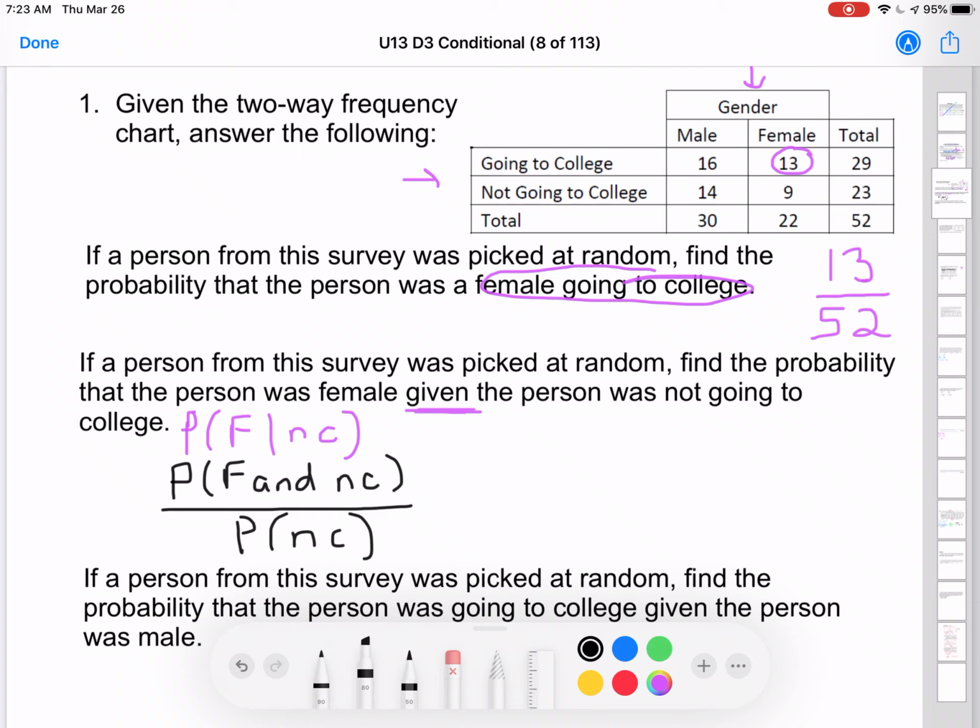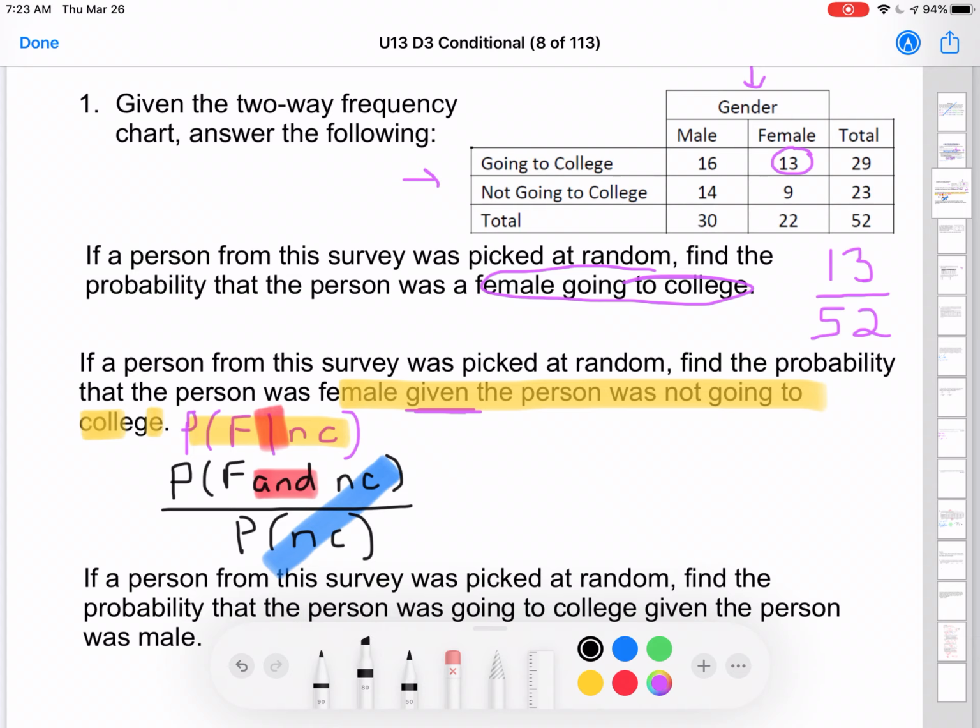So I'm just going to highlight and discuss it one more time. Here we were finding the probability that they were female given the person was not going to college. That's what this is. Probability of female given not going to college. You take the given sign and you change it to an and. And then you divide through by whatever that second piece is. So you just have to memorize the formula.